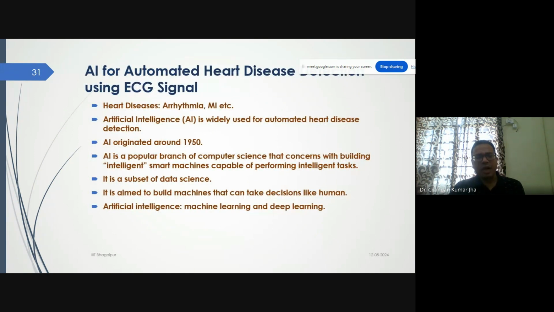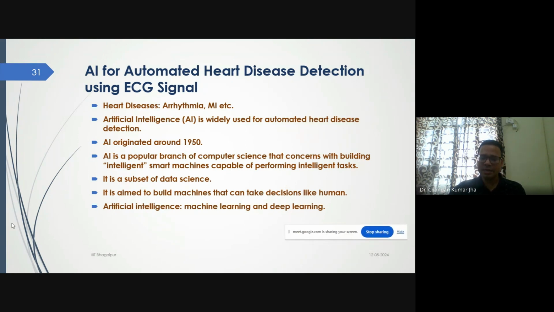Now here I incorporate the AI methods, different artificial intelligence methods for automated heart disease detection. Okay, so heart disease may be arrhythmia, MI, atrial fibrillation, and many more different kinds of disease. It may also be based on the heart rate variability analysis. And I think all of you are aware of artificial intelligence.